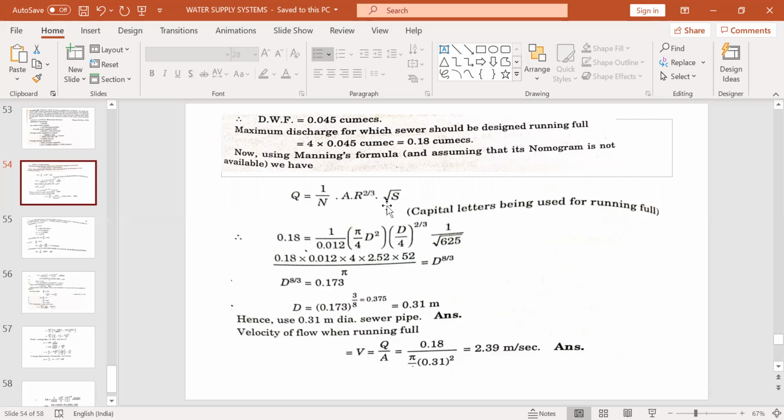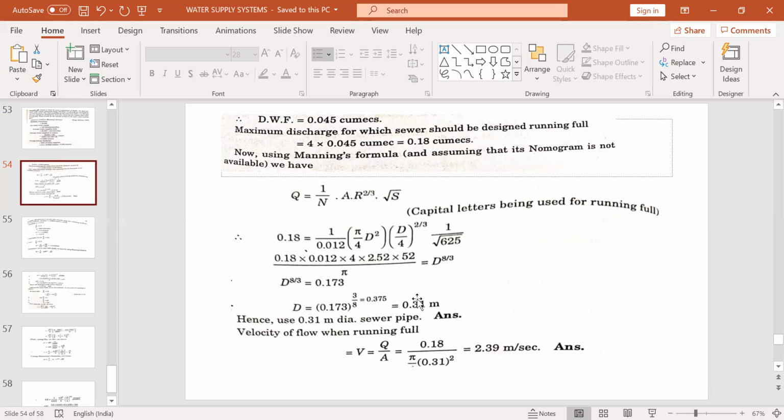D by 4 to the power 2 by 3. S is given, 1 in 625, so 1 by root 625, and this value is 0.1. So if you calculate this value, it is about 8 by 3 is 0.173. D is 0.31 meters. So this is the diameter of the sewer pipe.